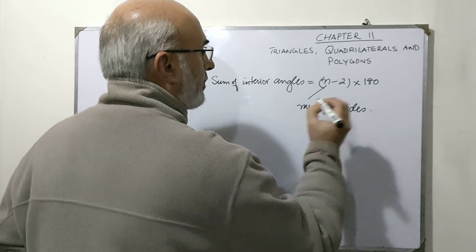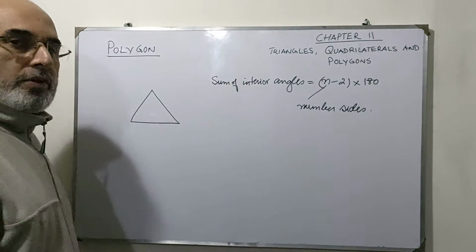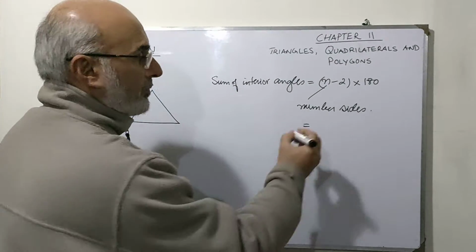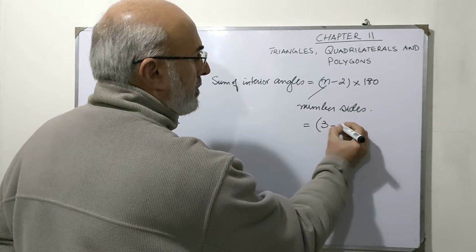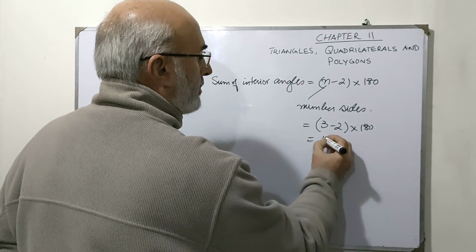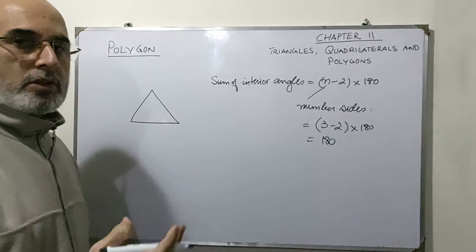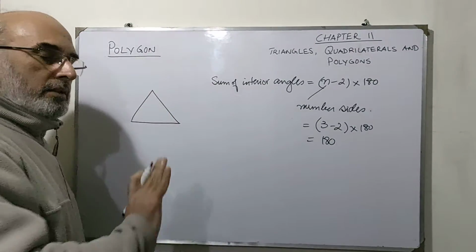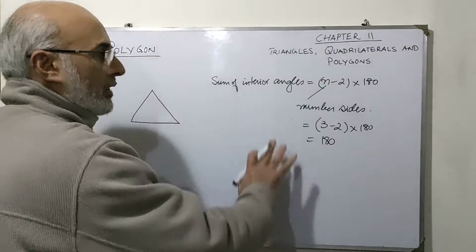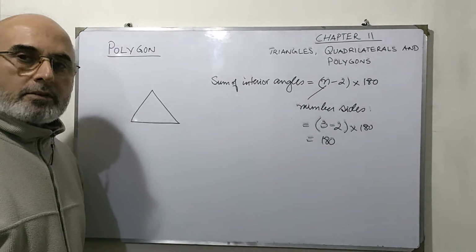So if we are talking about a triangle, how many sides do we have here? 3. So 3 minus 2 into 180, so it is 180, because 3 minus 2 is 1. And we already know that the sum of interior angles of a triangle is 180. But with this formula, we can calculate it like this.